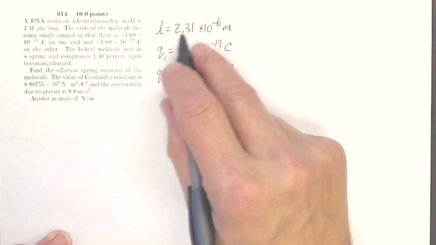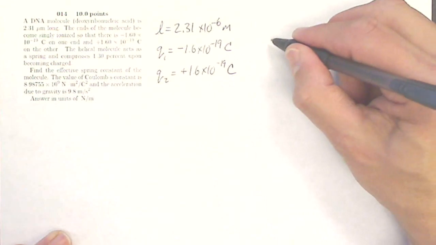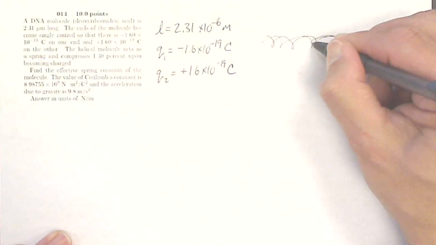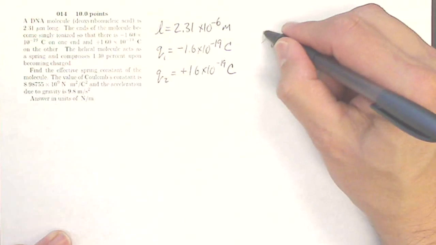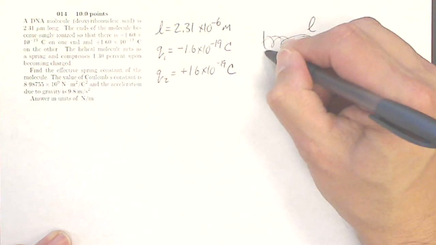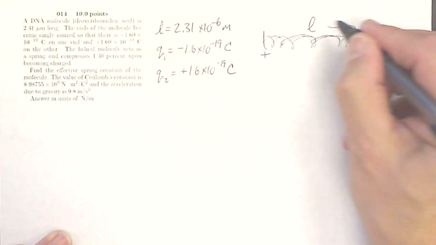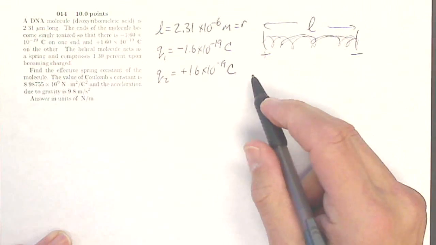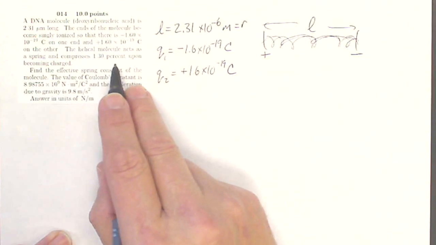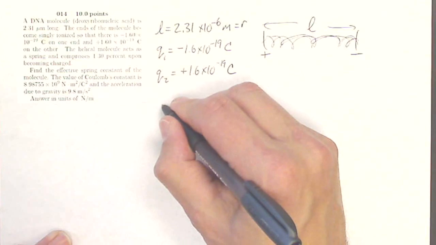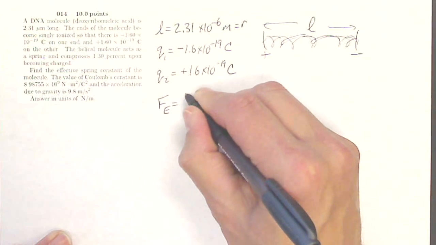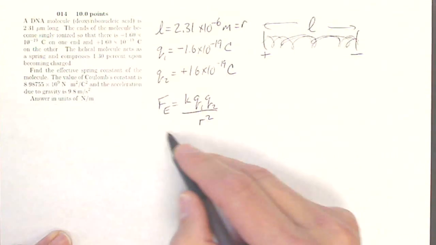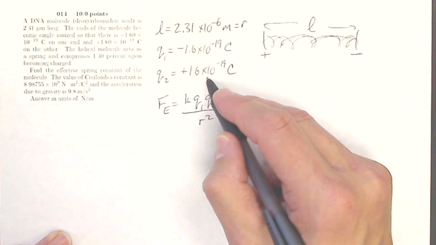R is actually the distance between those charges, right? This whole molecule, this double-stranded DNA double helix, I wish I could draw a double helix, is going to be a certain length long. Well, that is how far away my positive charge is from my negative charge, so that is my length. So this is equal to R. And from these, I could actually find the electrical force between them. That's going to be K Q1 Q2 over R squared. That's going to be the electrical force between them. So you can do that already.